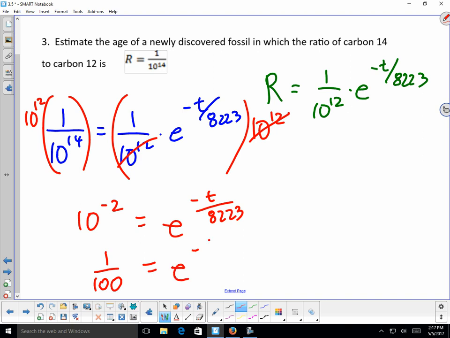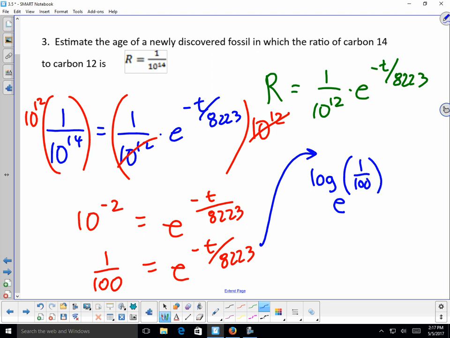So I have this, and then what are we going to do to solve for t in this situation? Vincent? You're going to put it in log form. All right, so what's that going to look like? It's going to be log base e of 1 over 100, all right, equals negative t over 8,223. And so at this point, this is ln of 1 over 100 or ln of 0.01.